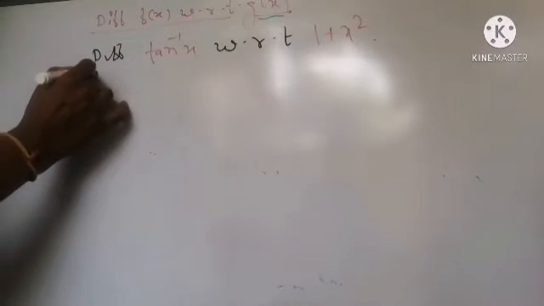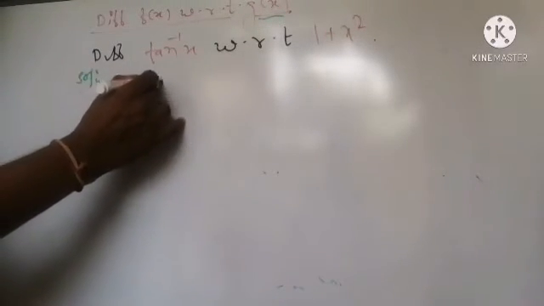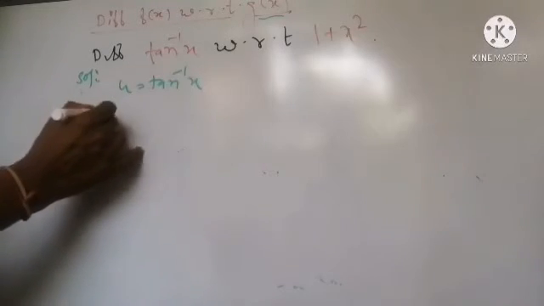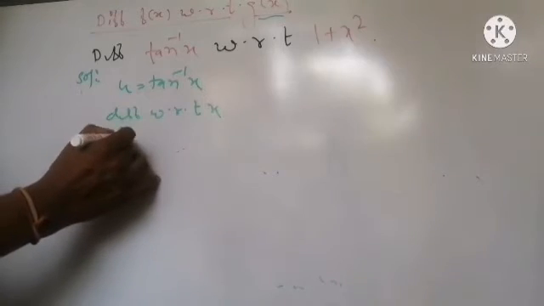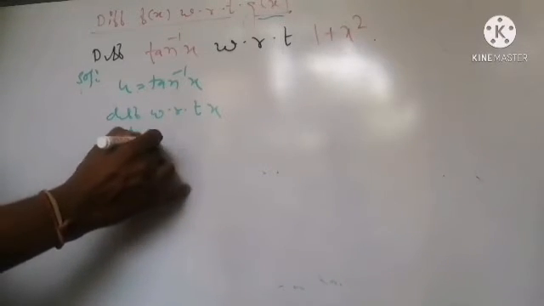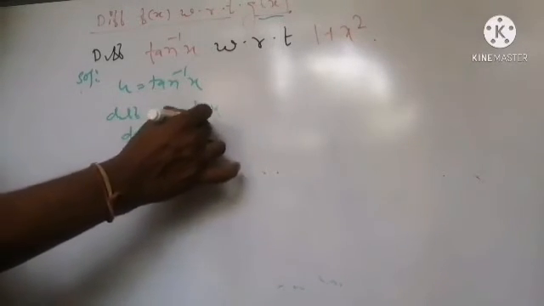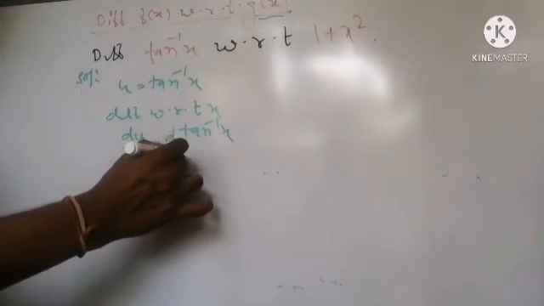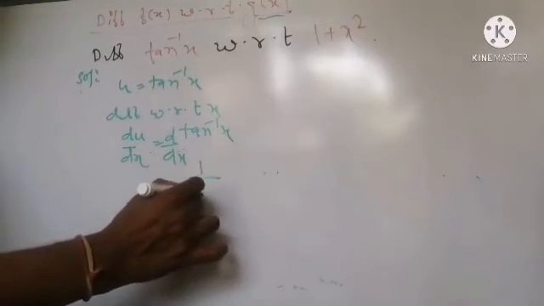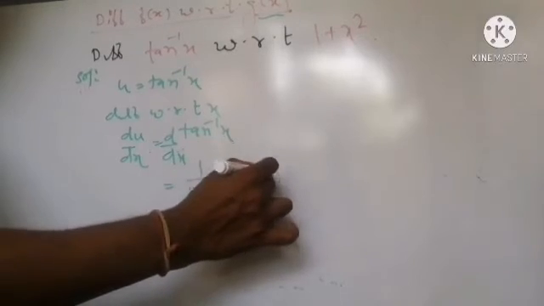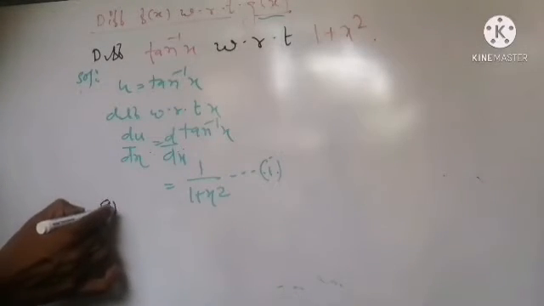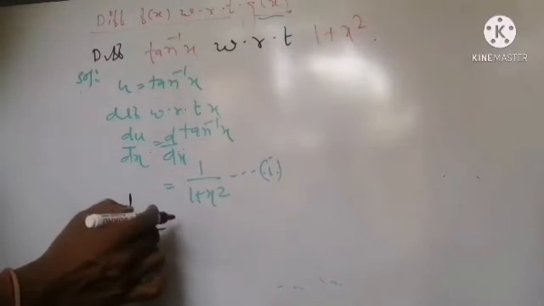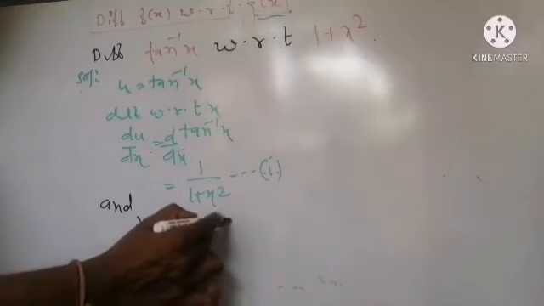So in the solution I take u as the first term, tan inverse of x, and differentiate this with respect to x. That is, du by dx is equal to the derivative of tan inverse of x with respect to x, which is equal to 1 upon 1 plus x square. I put this as number 1, and the second term as v. So v is equal to 1 plus x square.